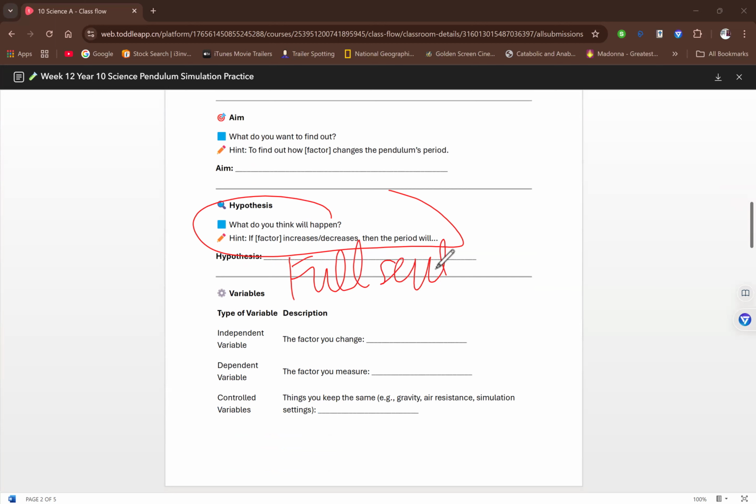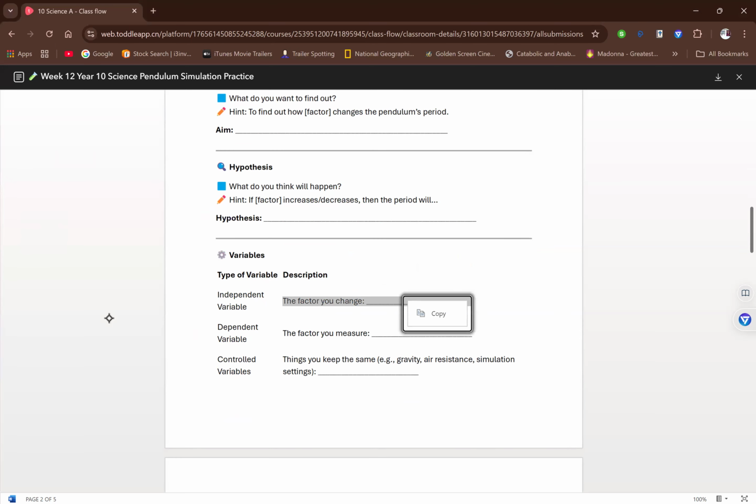After I have done that, what does it mean by independent? Independent variable is basically what you change, what you want to test. You have to mention at least 5, a minimum of 5. And then you have to explain in detail. So what does it mean by description? Description means explain in detail how you change it, how you test it.